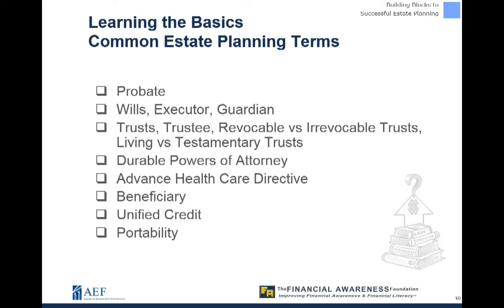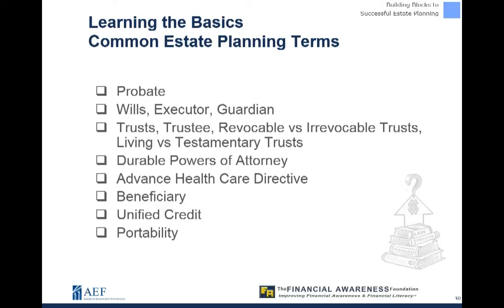Unified credit is a tax term. Again, this venue doesn't allow much discussion about that, but basically the federal government has an estate tax, not an income tax, but an estate tax. And when I die, if my assets exceed $5.34 million, there will be tax on the excess, a tax that's approximately 40% of that excess. So it's a severe tax.